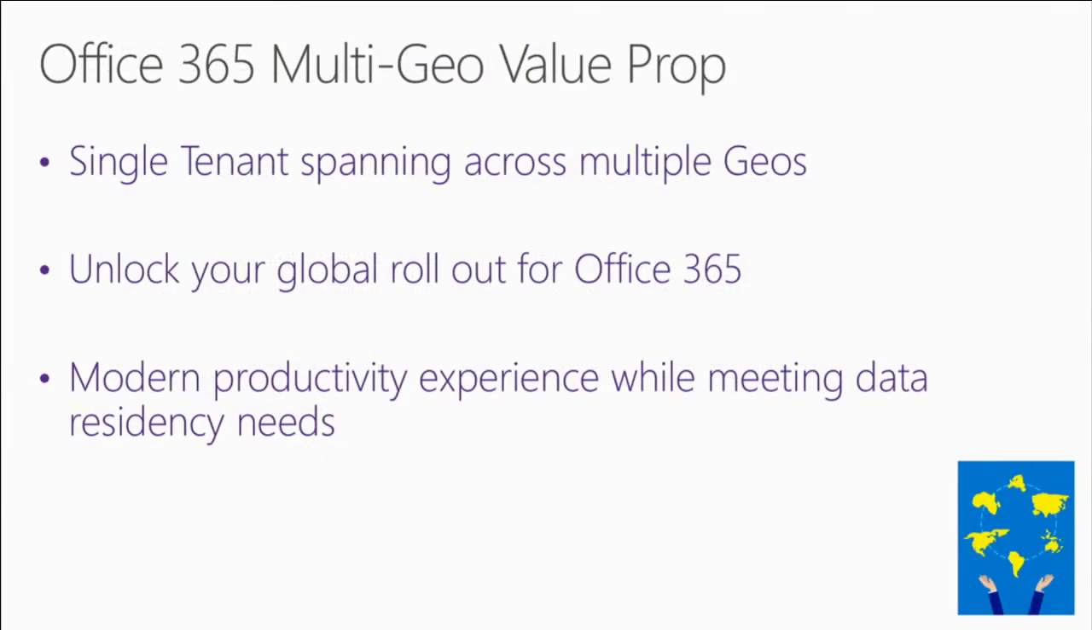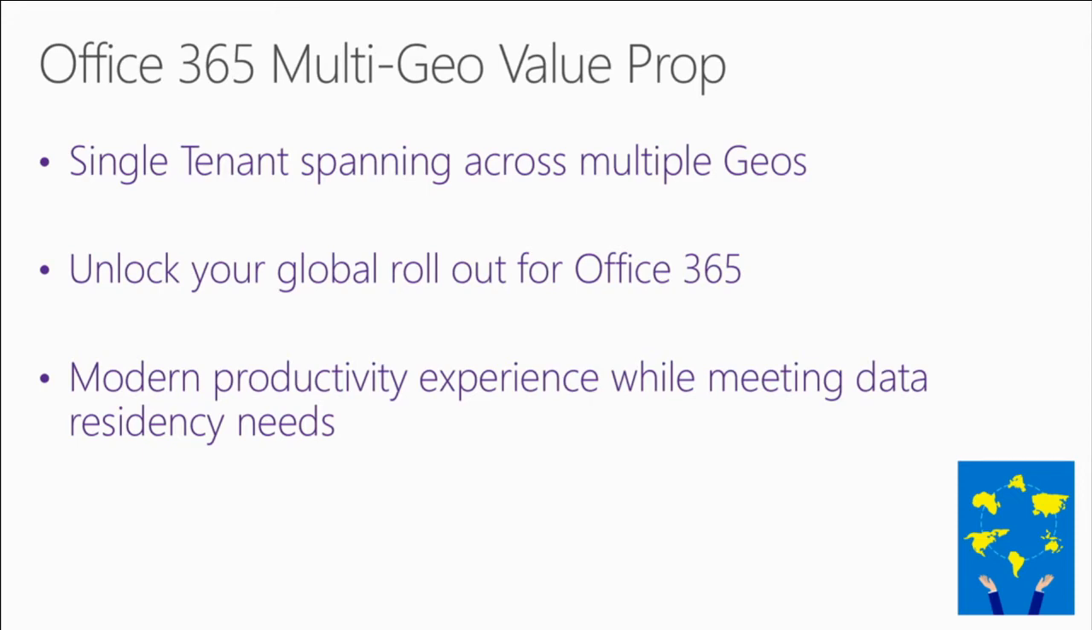So I just want to nail down the value prop for multi-geo. We've got 3 distinct value props for it. The first one is that it is a single tenant that spans across multiple Office 365 data center geographies. This is not multiple tenants that you're stitching together. It is your one single contoso.onmicrosoft.com tenant that's simply spanning across multiple Office 365 data center geographies and giving you the ability to store user data at rest on a per user basis.